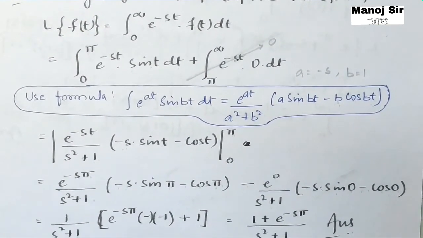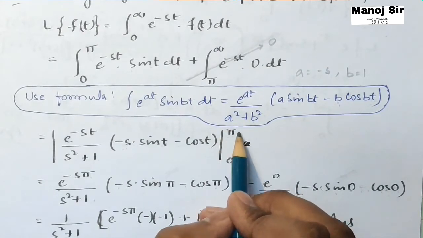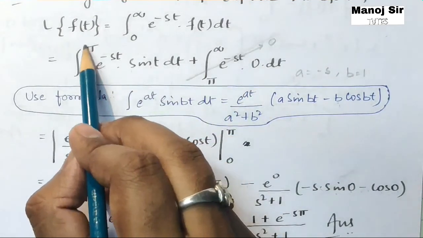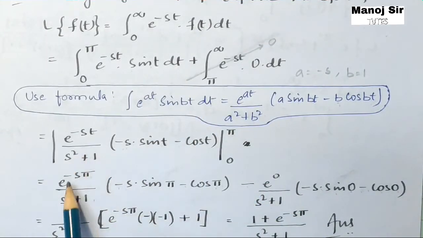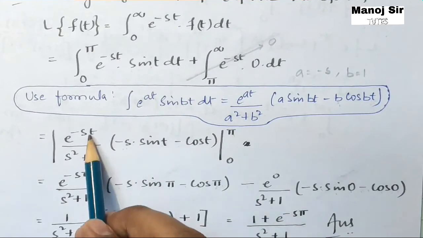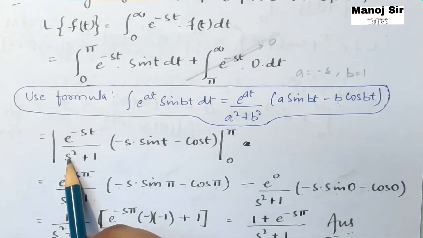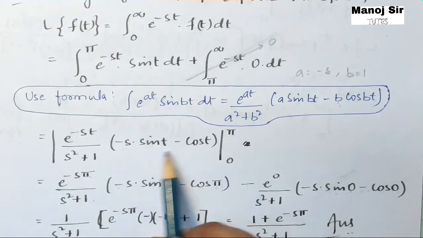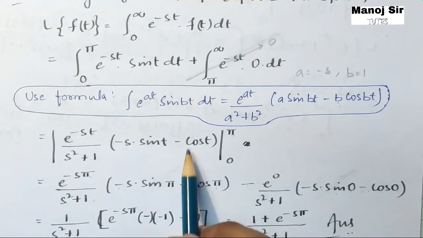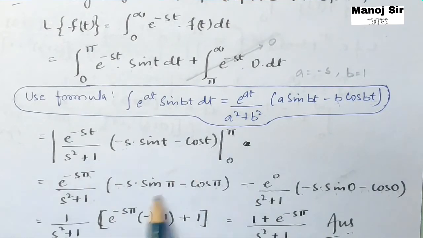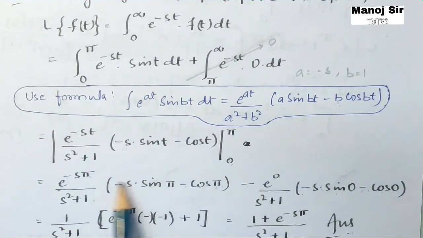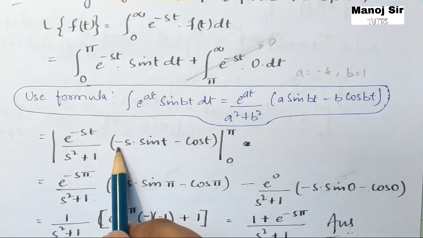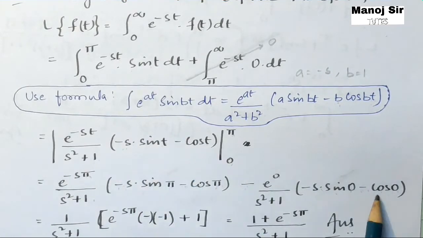Now we are going to put the limit. First limit is the upper limit, that is pi. We have integrated this with respect to t, so we are going to put pi in place of t. This will become e to the power minus s pi upon s square plus 1, minus s sin pi minus cos pi. This is upper limit minus lower limit. Lower limit value is 0, we need to put 0 in place of t, that is e to the power 0 upon s square plus 1, as it is, minus s sin 0 minus cos 0.